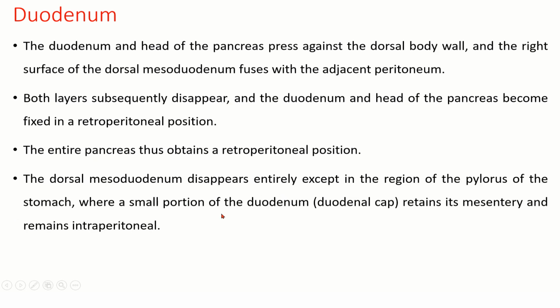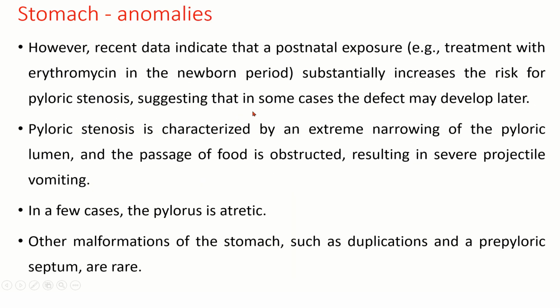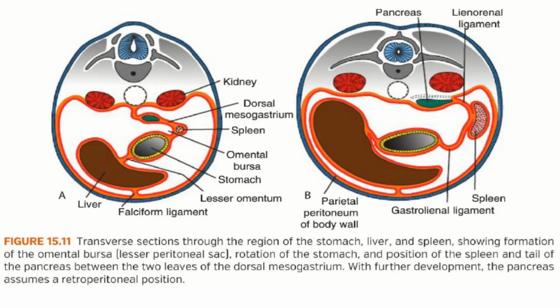The duodenum and head of the pancreas press against the dorsal body wall, and the right surface of the dorsal mesoduodenum fuses with the adjacent peritoneum. So both layers subsequently disappear, and the duodenum and head of pancreas become fixed in retroperitoneal position. This is the thing what I have explained here. You can see here, pancreas becoming retroperitoneal along with the duodenum. So in this particular section, duodenum is not visible.